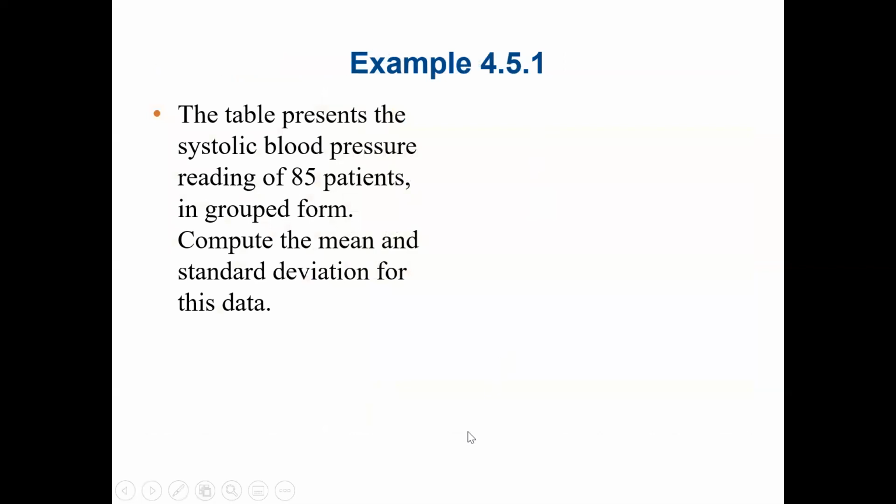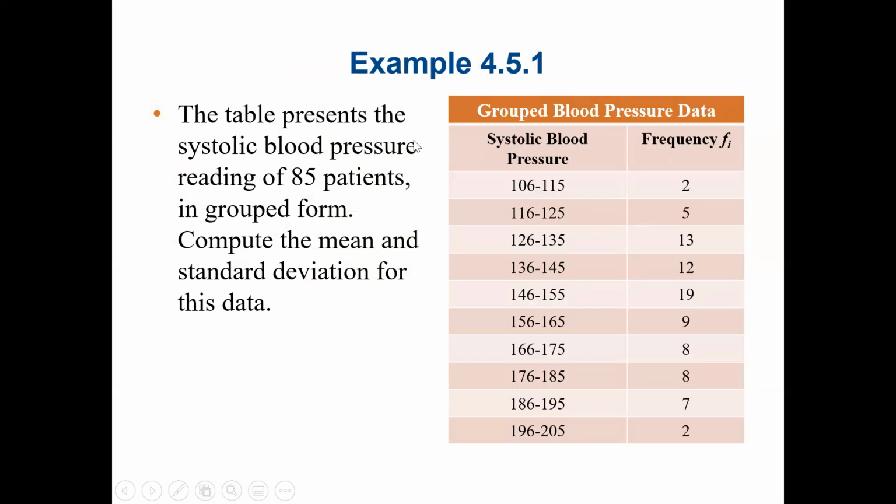I think that will help us more. So here we have a table that represents the systolic blood pressure readings of 85 patients in group form. Why is it in group form? Here we can see that we have the interval from 106 to 115, with only 2 patients. 116 to 125, we have only 5. 126 to 135, we have 13. Now the intervals must be the same width.